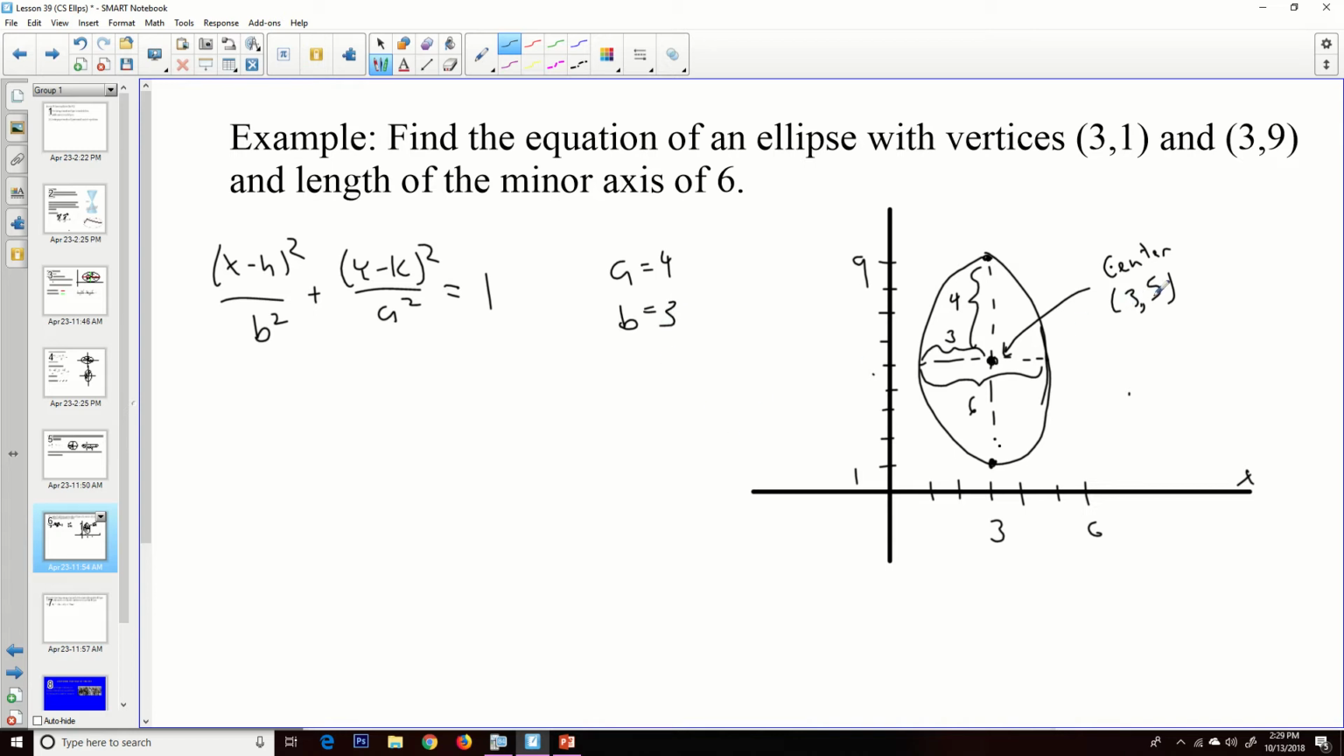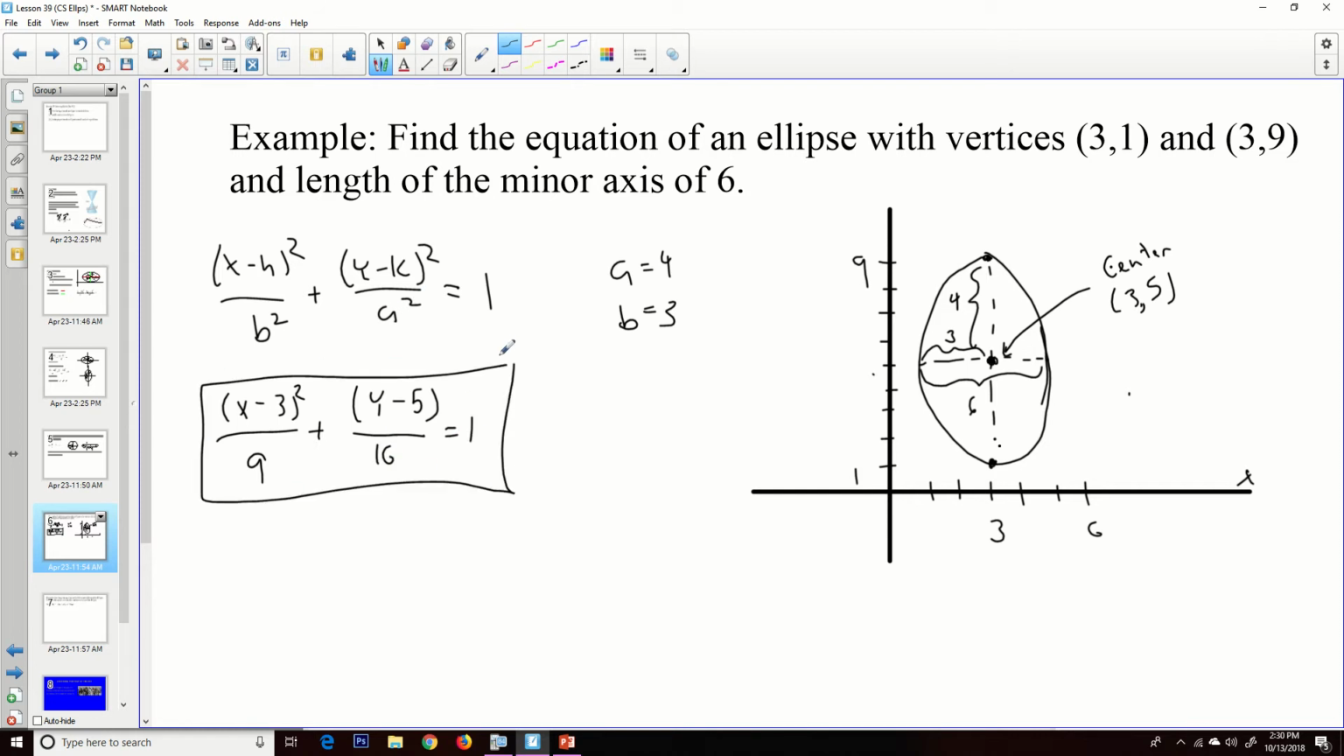And since my center is (3, 5), my A value is 4, and my B value is 3, I can come in here and just plug in and be done. So I'll have (x minus the h, which would be 3) quantity squared, over, well, B is 3, so 3 squared would be 9, plus (y minus k, now my k value is 5) quantity squared, and since a is 4, 4 squared is 16, that's going to be all over 1, and then we're done.